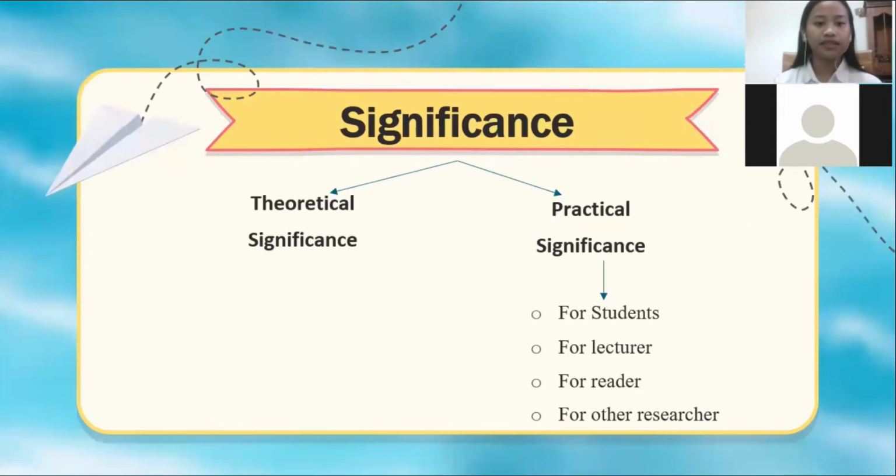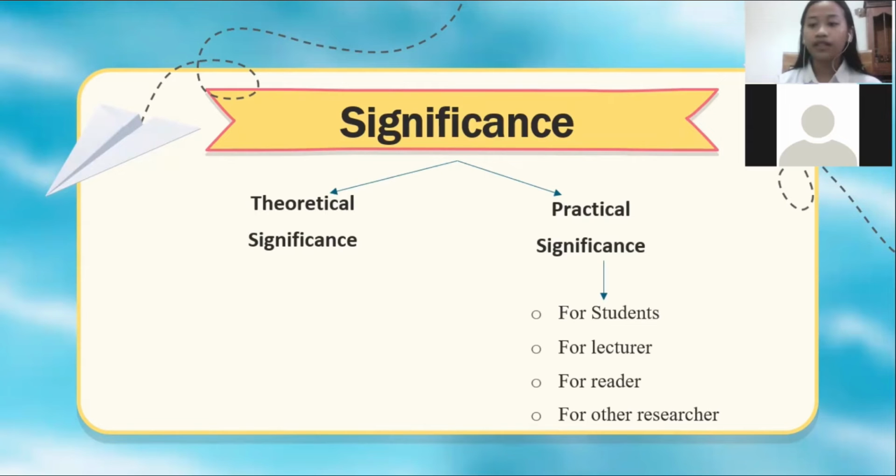Next is the significance. There are two significances in this study, theoretical and practical. First is the theoretical significance. The results of this study are expected to enrich empirical references regarding teacher perception on the influence of using flipped classroom models on students' speaking skill in English learning. I also hope that teachers will be aware in choosing the right learning model and aware of the importance of student English speaking skill.